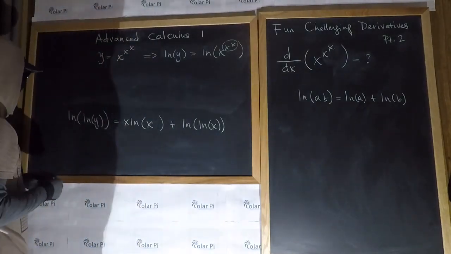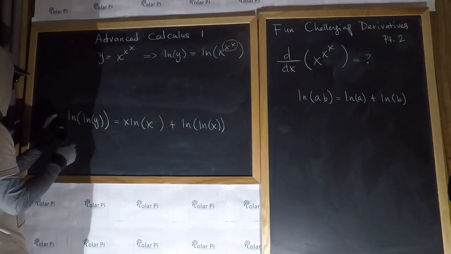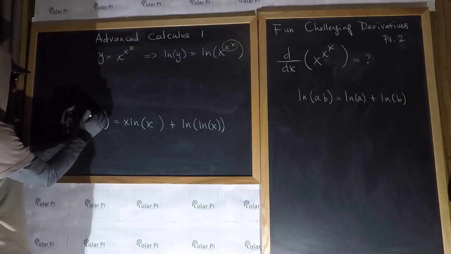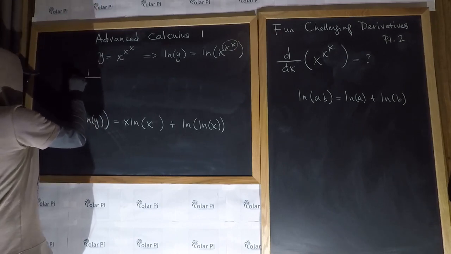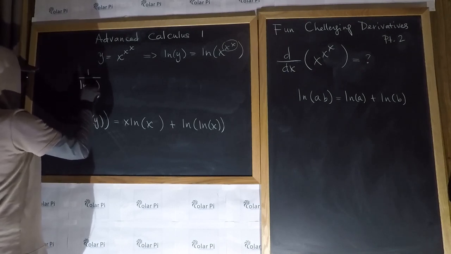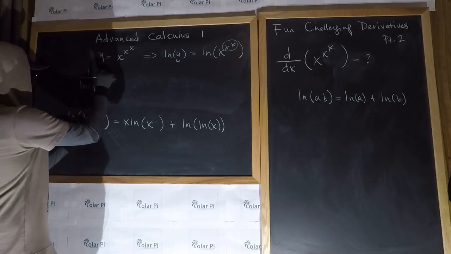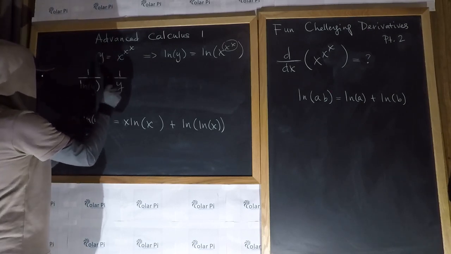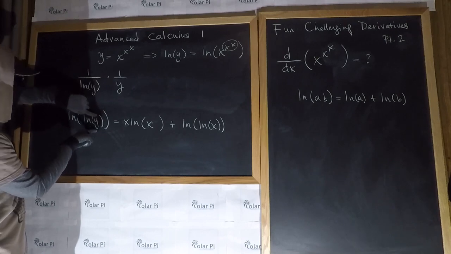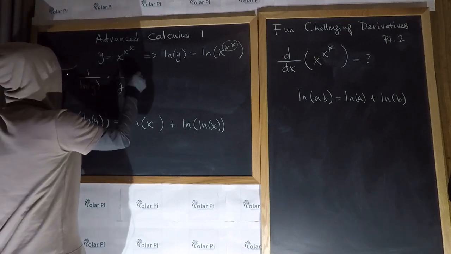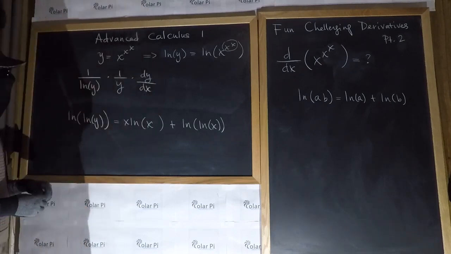When we take the derivative of the left side, the derivative of the natural log of anything is 1 over anything, so we get 1 over the natural log of y. But then by chain rule we need to multiply this by the derivative of the inside, which is 1 over y, and then by chain rule we multiply by the derivative of y, which is y prime or dy dx. Remember, what we're after is dy dx or y prime.